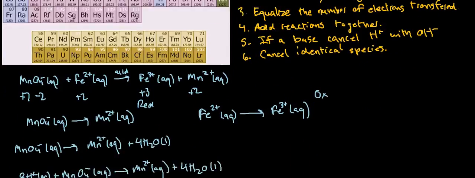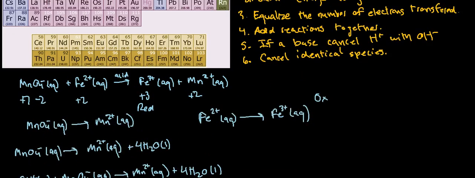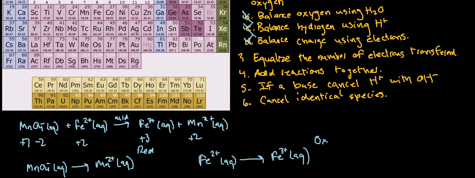Balance the charge using electrons. Now that is something I need to do. This goes from a +2 to a +3. So in order for this to be equal, I should add 1 electron to this side, and then this will be a +2, and then this will be a +2. So let me write this just over here. So now that last step is complete.